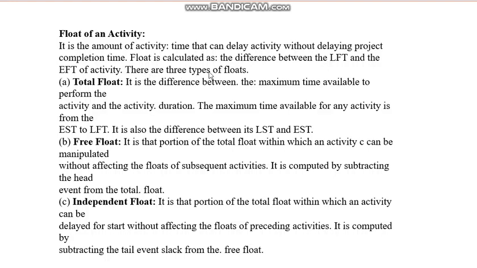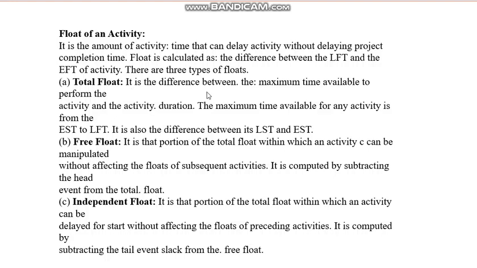There are three types of floats: total float, free float, and independent float. Now total float is the difference between the maximum time available to perform the activity and the activity duration. The maximum time available, okay, let us understand what it is saying.